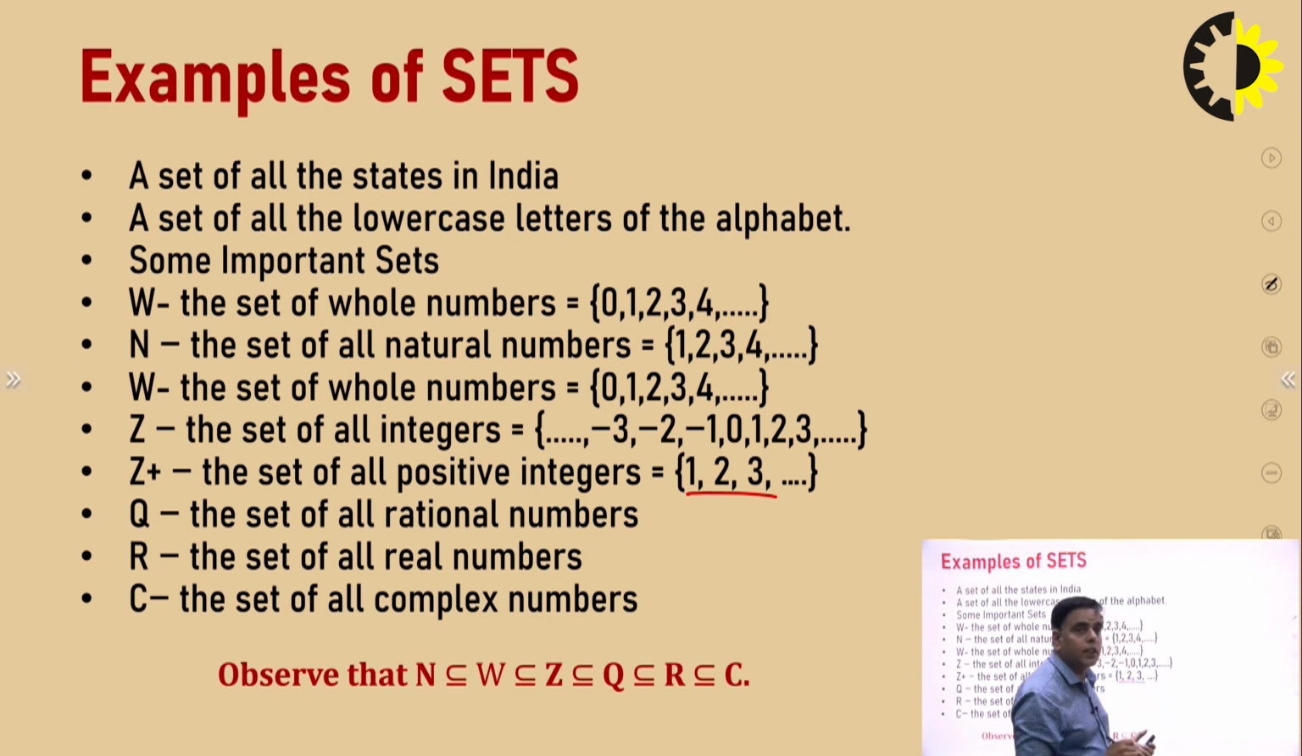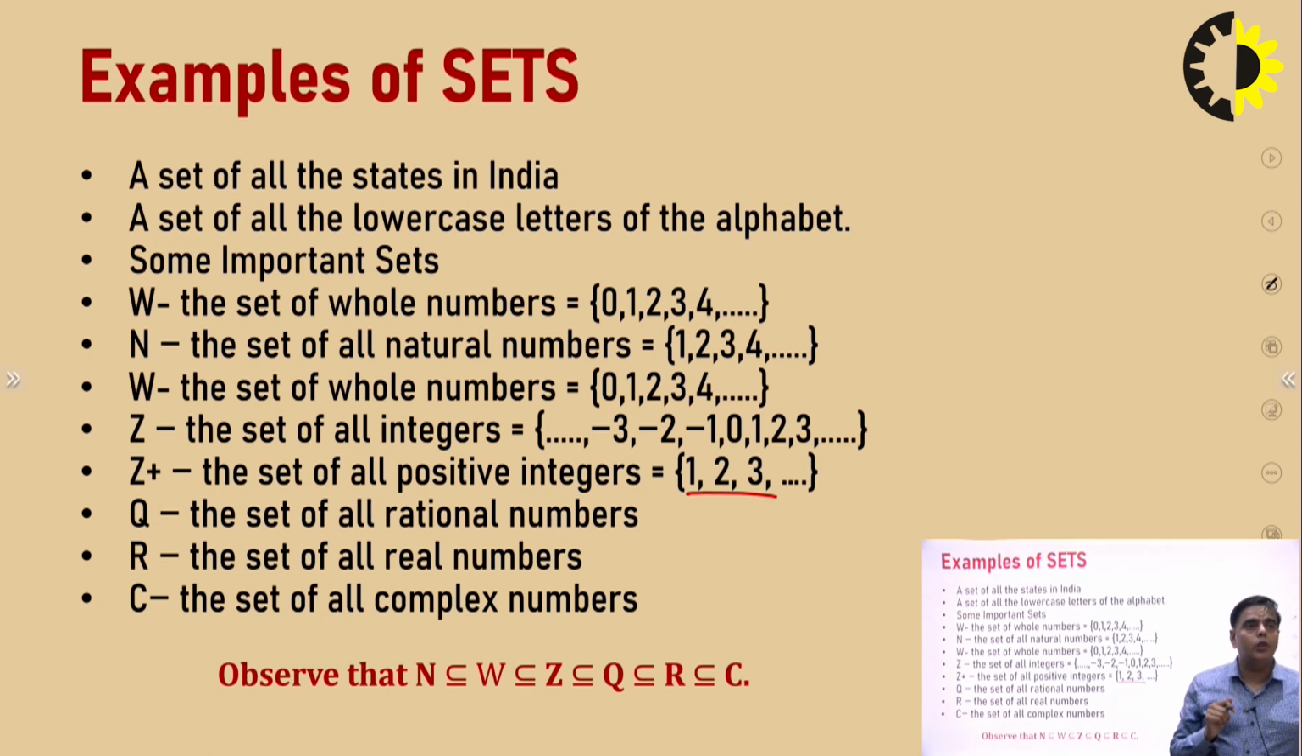Then the set of rational numbers. Rational number means a number that can be written in the form of p upon q, where q should not be equal to 0. And the set of real numbers, the set of complex numbers. So, these are different types of numbers that can be represented in the form of sets. The major observation is that the set of complex numbers is the highest set, having the largest number of elements.